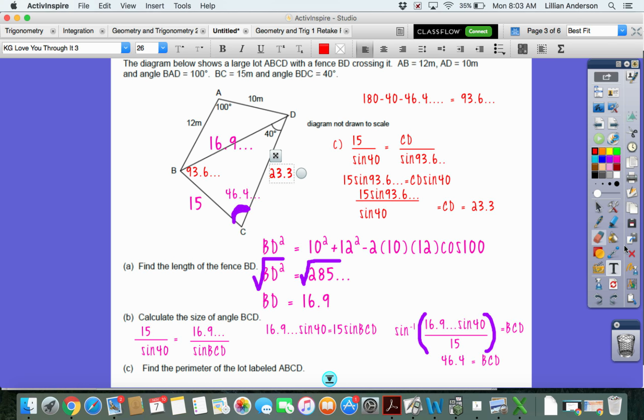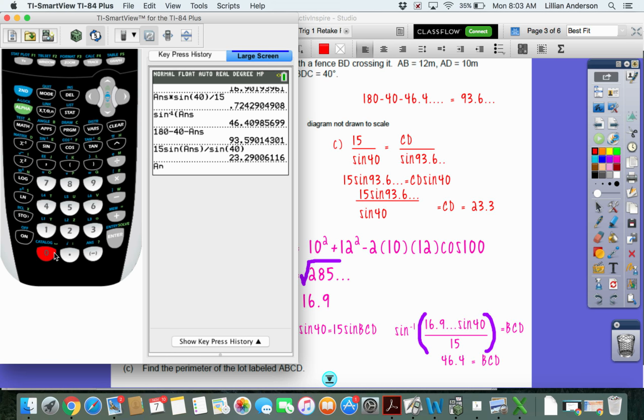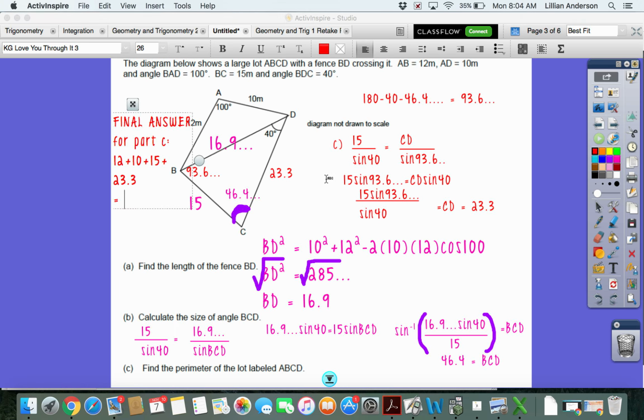So then to find my perimeter, my actual final answer for part C, I'm going to add up all those values. So 12 plus 10 plus 15 plus the answer that's still sitting in my calculator. And my perimeter is 60.3 meters.